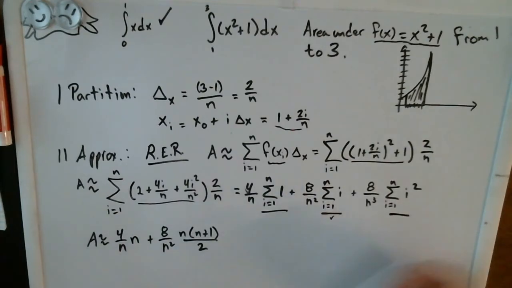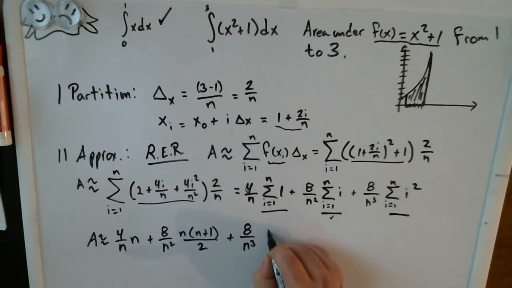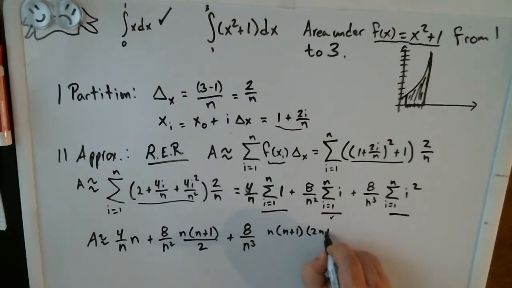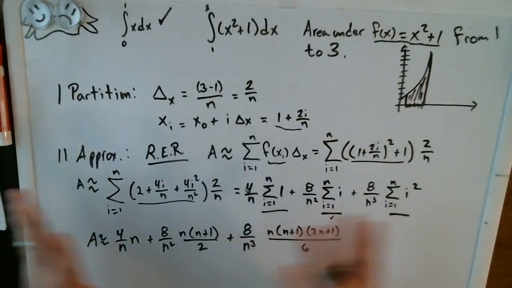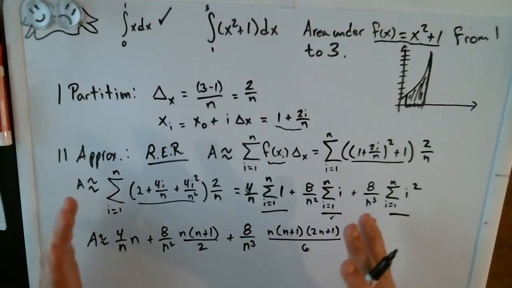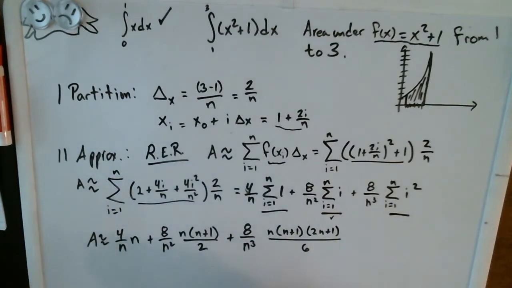We may do that in class. And then this i squared business, 8 over n cubed gives me n times n plus 1 times 2n plus 1 all over 6. Now you may be tempted to do a whole lot of simplification to this. And I'm going to tell you to hold on. Don't bother simplifying this too much. Because let's remember what step 3 is.